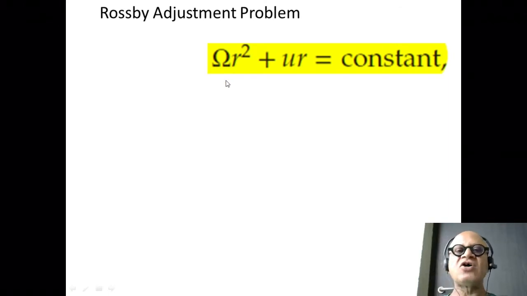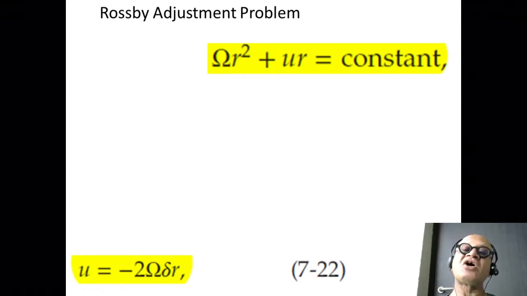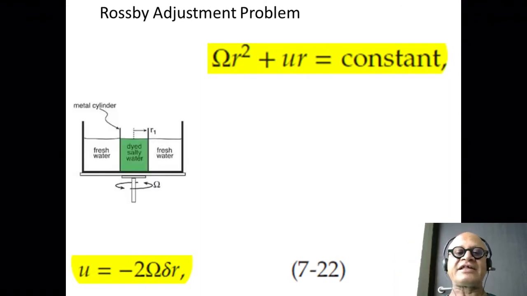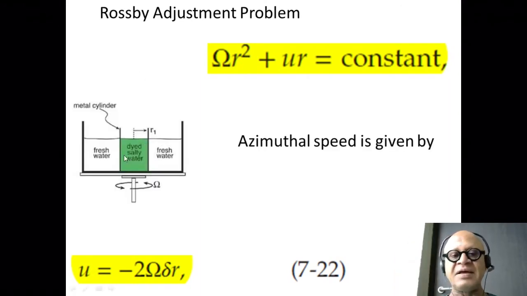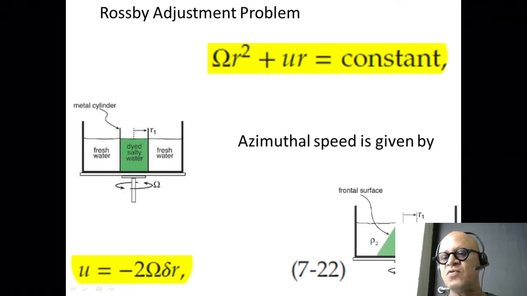So omega r squared plus ur equals constant. What is this? This is our angular momentum conservation. We have the rotational azimuthal speed because of the rotation of the tank, and then the speed relative to the tank. So this is similar to our v theta plus omega r. Remember, it's the same, and we multiply by r because angular momentum depends on the distance from the axis of rotation. So that's our setup, and we look at the adjusted state where we had deviation of delta r from the initial state.